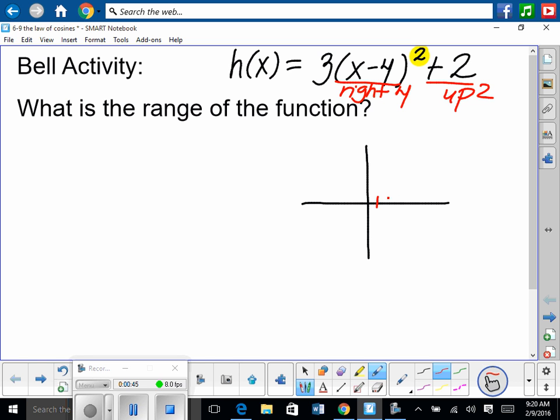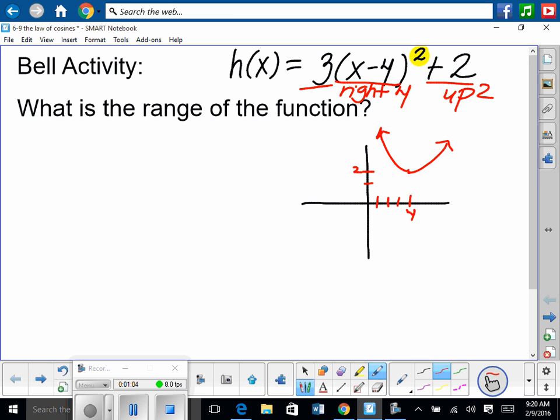So we're going right 1, 2, 3, 4, up 1, 2. And then we have a smiley face parabola because that's positive. So I don't even need to be exact because I'm just looking at range. It looks something like this. If you don't believe me, type it into your calculator. So then from there, we're talking what's the range? Well, then you have to know what range is.